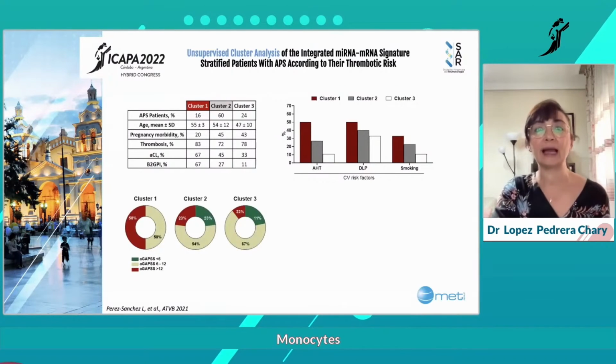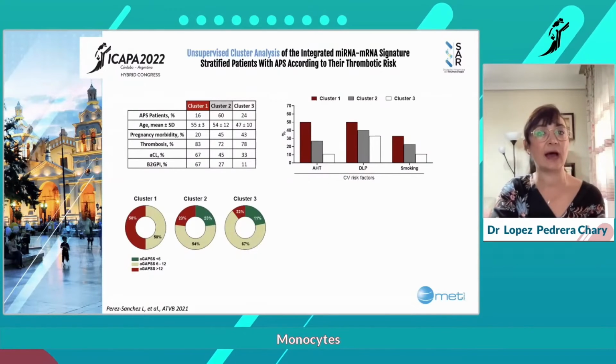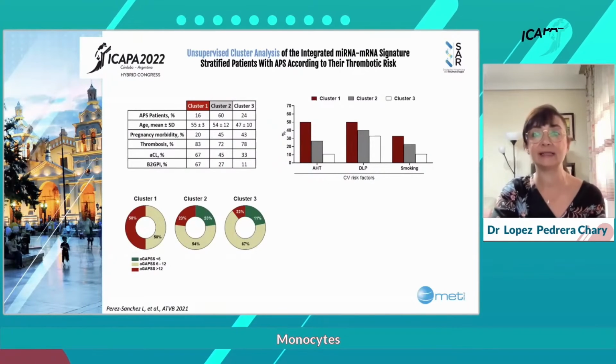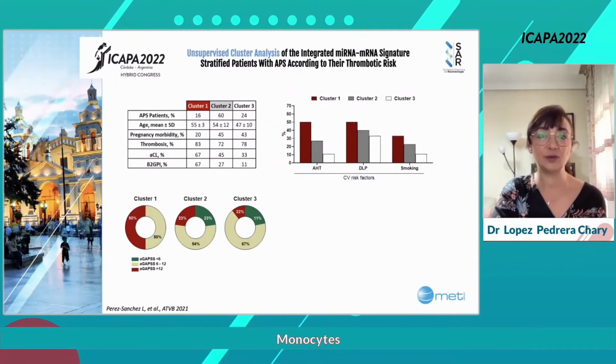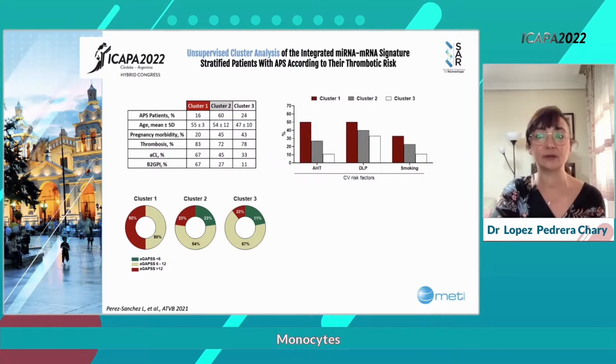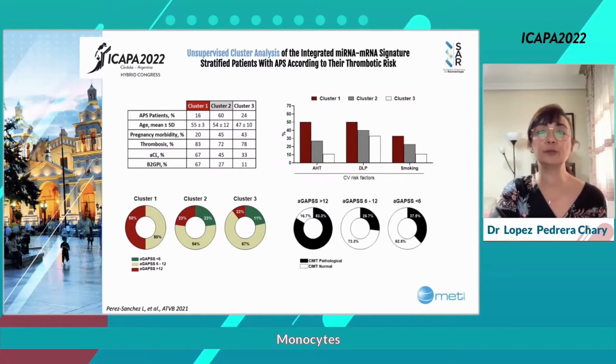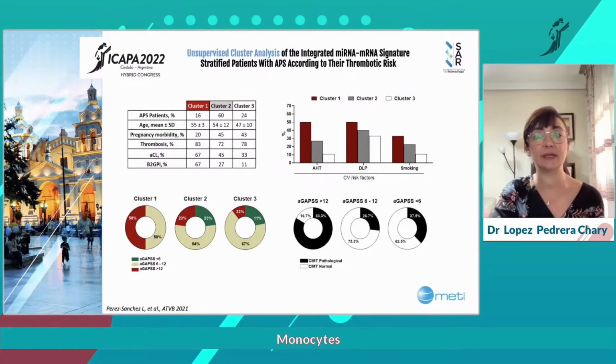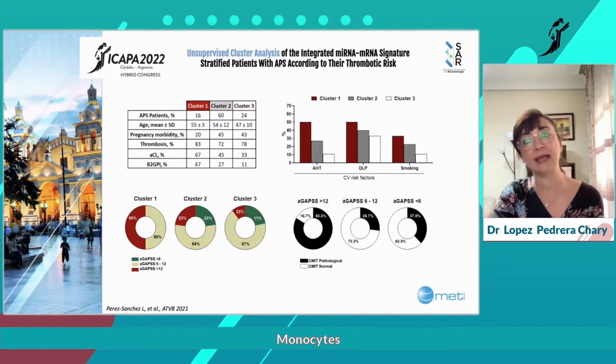Therefore, when comparing aGAPSS between different clusters, we found prevalence of patients with a high or moderate aGAPSS in cluster 1, while in clusters 2 and 3, more than 70% of patients display an intermediate or low aGAPSS score. Moreover, those patients with the highest aGAPSS score further display the highest incidence of atheroma plaques.